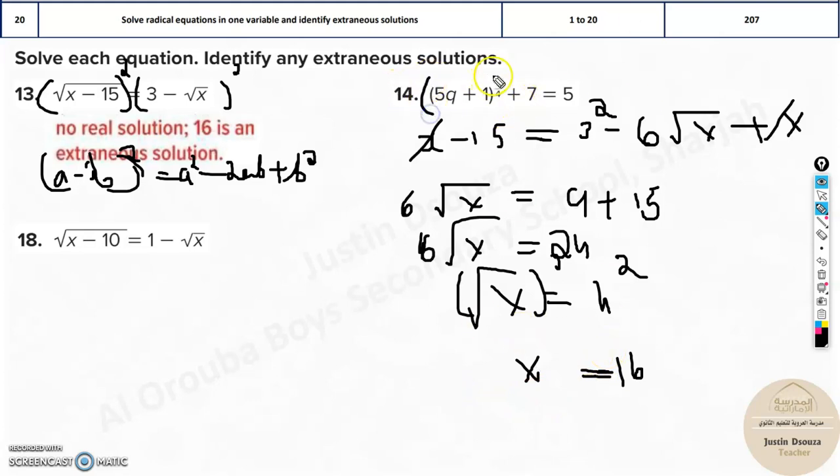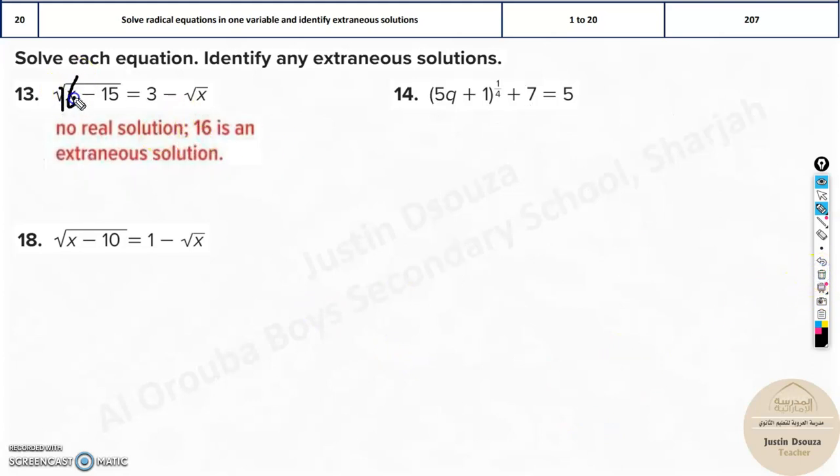Same thing over here. If you want to solve this, take power 4 on both the sides. Take this first to the other side. It'll be 5 minus 7 minus 4, the whole power 4, and everything. So now look over here. 16 we got. Let's put this answer back over here. If I put 16 minus 15, 3 root, will I get the same on both the sides?